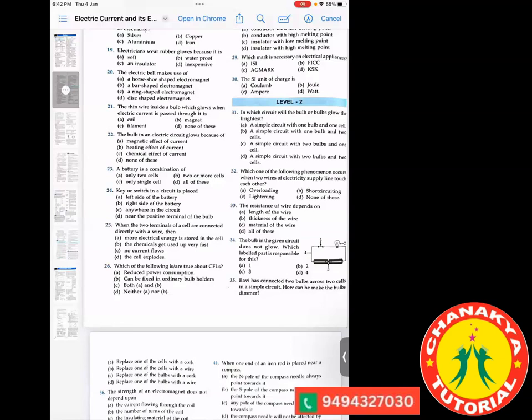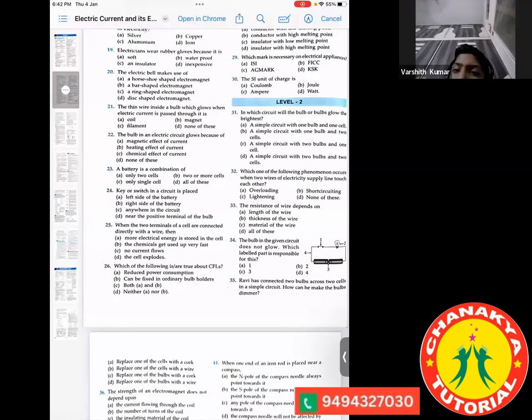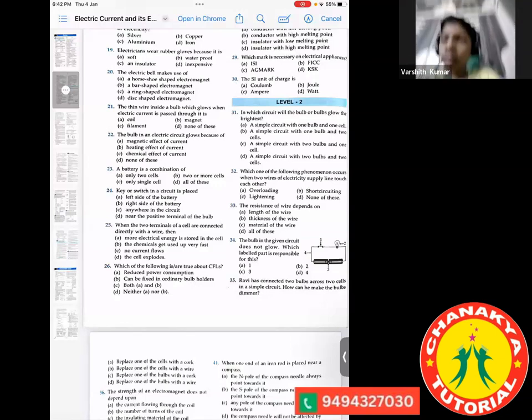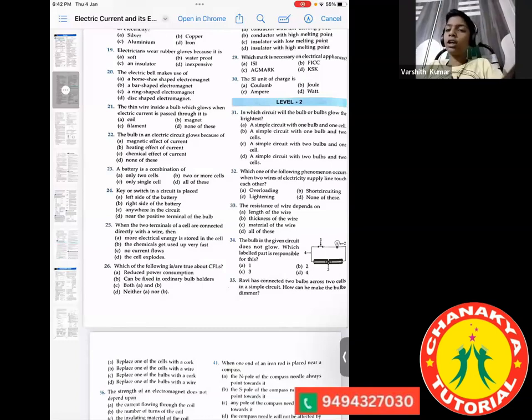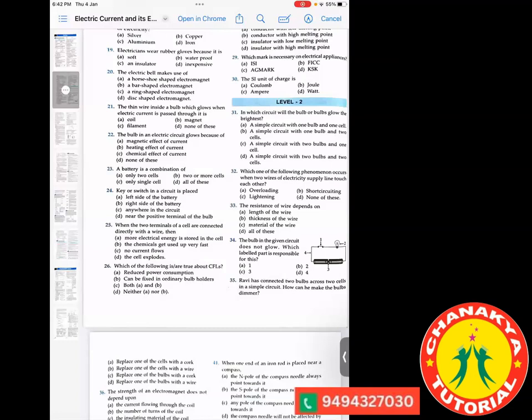Question number 26, Varshit. Which of the following statements are true about CFLs? Ma'am, I think option A. Option C. So CFLs basically reduce power consumption. They do not use much electric current, and they can be fixed in ordinary bulb holders. So in a normal bulb holder, we can fix the CFL bulbs.